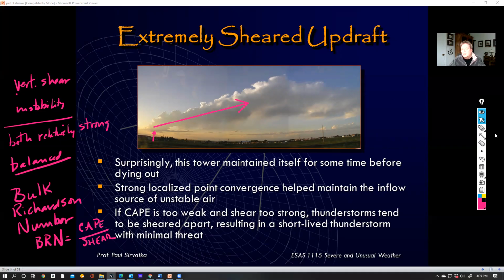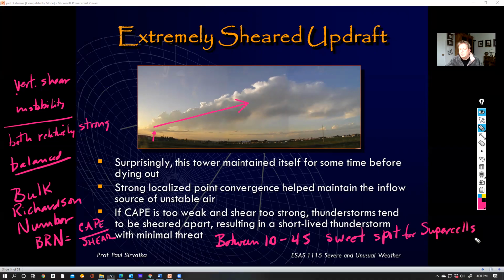Now, when we put the numbers of CAPE, how many joules per kilogram of CAPE and how much shear there is, and I'm not going to ask you for those numbers, I get a number, and you can see a computer will tell you what the Bulk-Richardson number is. Between 10 and 45 is called the sweet spot. And when I see Bulk-Richardson numbers, 10 to 45, it's usually the sweet spot. Sweet spot for what? For supercells. That's usually the way these things work.